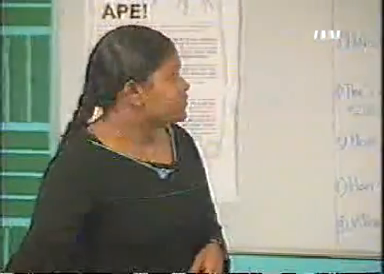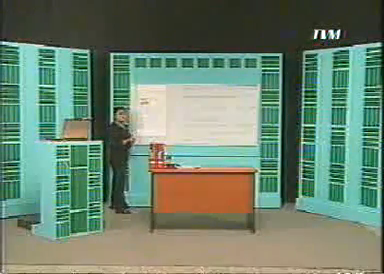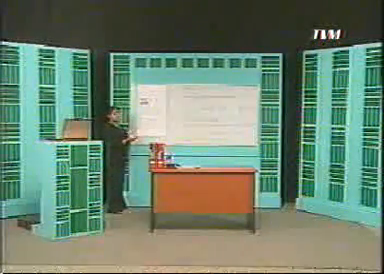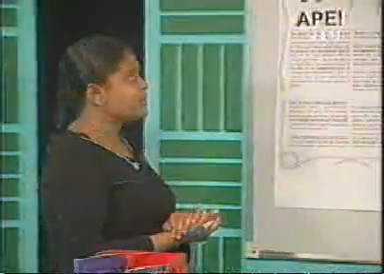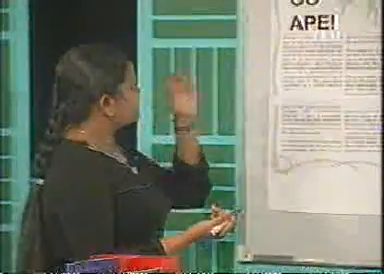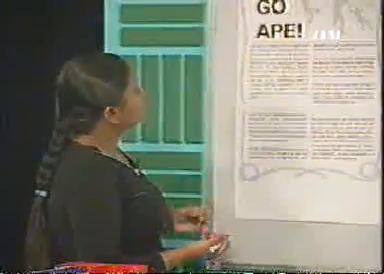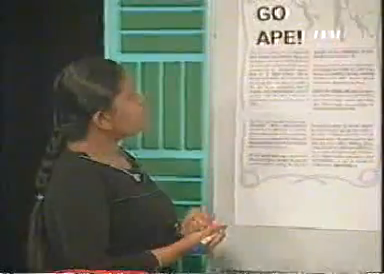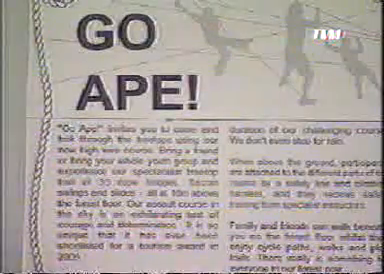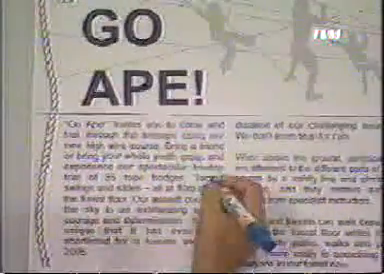Okay, while we are reading, we are going to underline the points which are related to the answers of the questions. Alright, so let's start again. Go App invites you to come and trek through the treetops using our new high wire course. Bring a friend or bring your whole youth group and experience our spectacular treetop trail of 35 rope bridges, Tarzan swings and slides. There are Tarzan swings and slides.